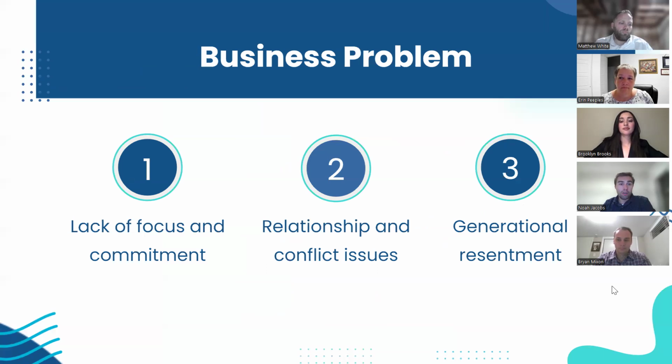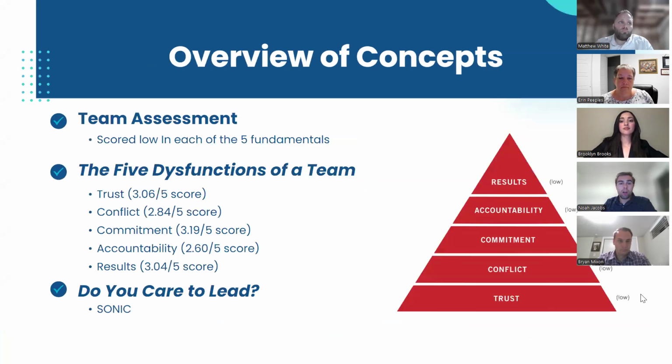When we talked a few weeks ago, we interviewed you and we talked about different business problems that you were facing at the Force Group. And the first problem you mentioned was a lack of focus and commitment amongst team members at your company. The second was a relationship and conflict issues amongst the team members. And then the third thing was a generational resentment between the older team members and the younger team members, those who are more seasoned and those who are newer to the company. So our solutions today are going to talk about those 3 problems. I'll pass it off to Aaron to present the overview of concepts.